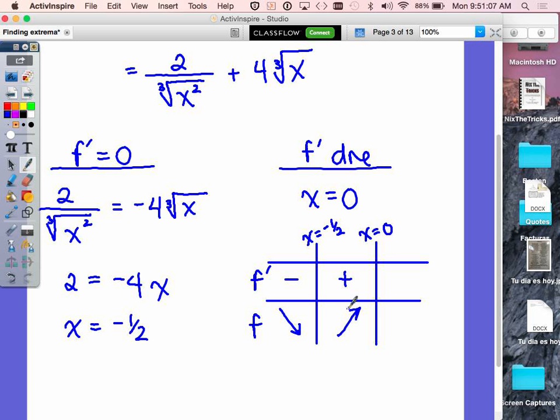To the right of 0, I might choose 1, and I can see it doesn't really matter what I choose because this is going to be positive and this is going to be positive, which indicates that this is positive, so I'm going up.